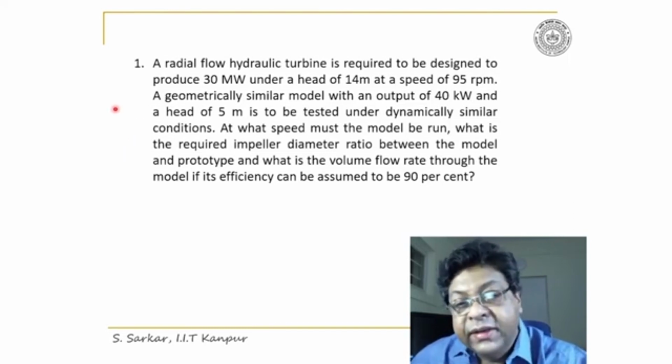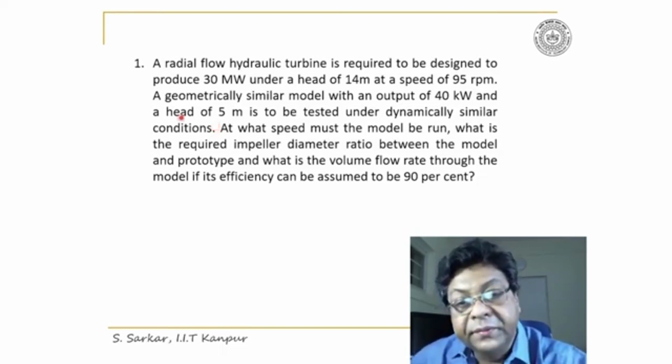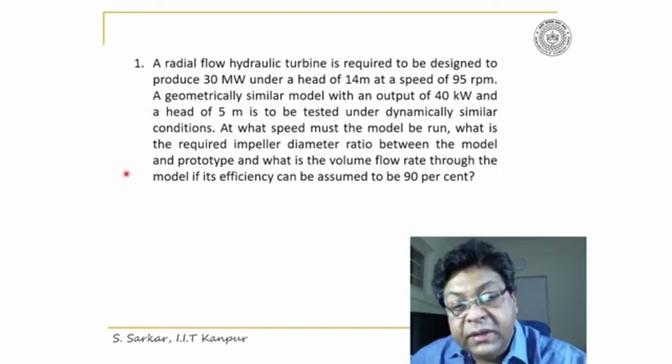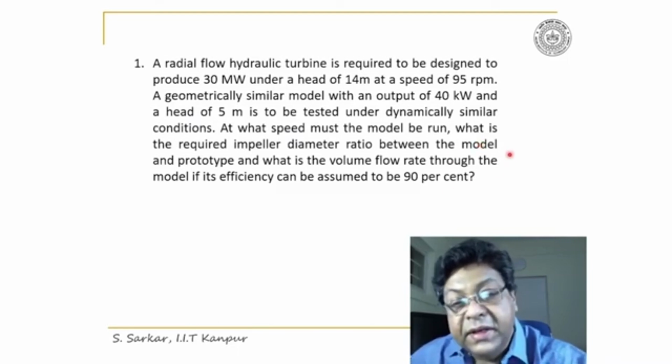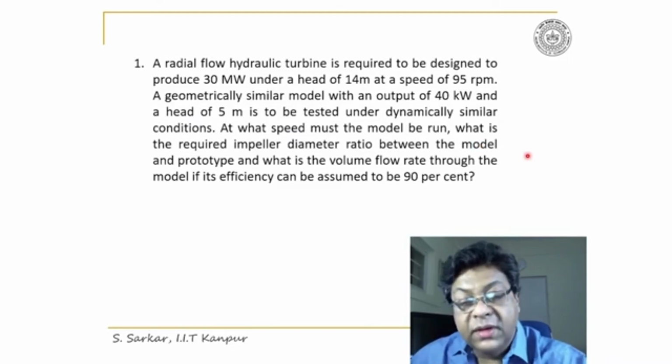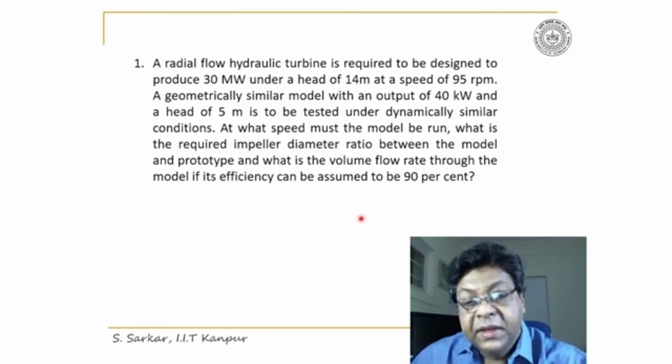So the model power output of 40 kilowatt has been stated under a head of 5 meter, and they are dynamically similar machines. So it has been asked to evaluate the model speed, the diameter ratio between the model and the prototype, and the flow rate of the model. Let's go to the solution.